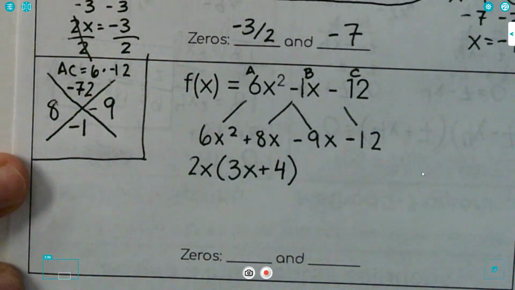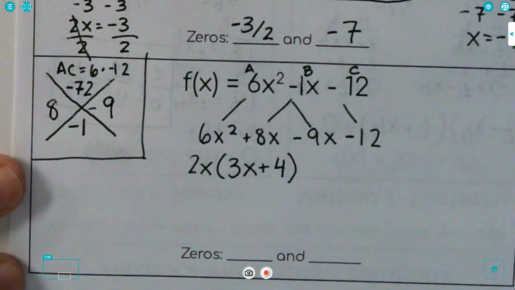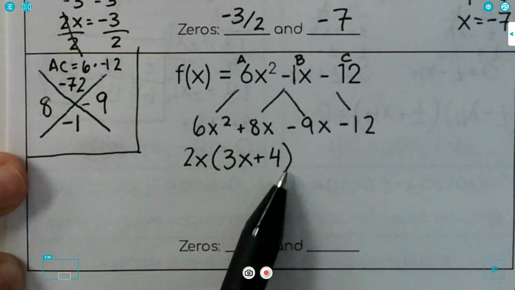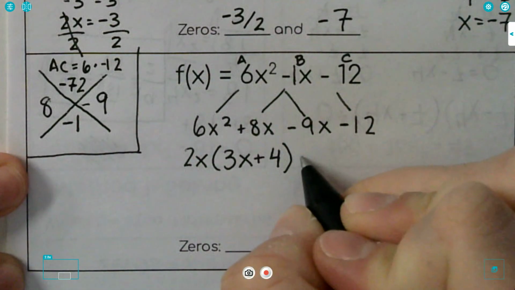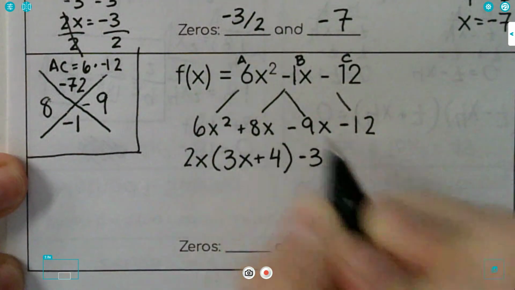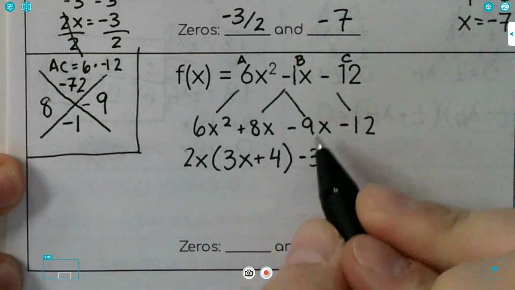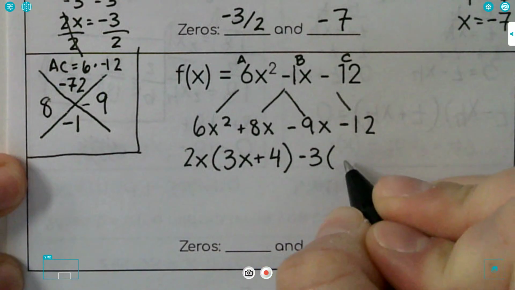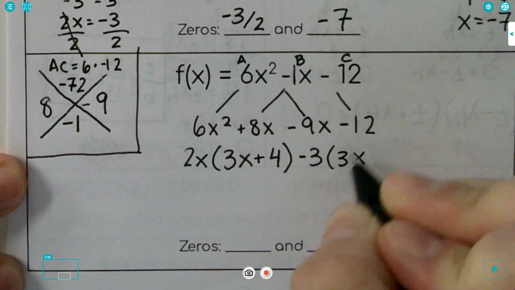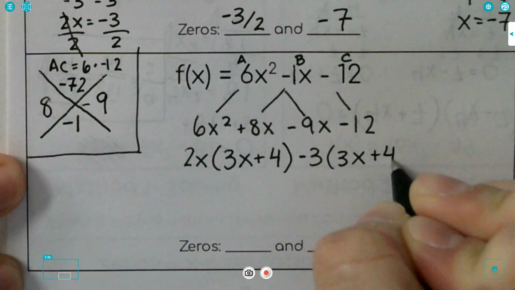Cool. Negative 9x and negative 12. What can I divide both of those by? Yeah, so I can divide them both by 3. 9 and 12 you can divide by 3. But since they're both negative and I want to leave behind positives, I want to divide out a negative 3. Anytime that third term is negative, you're going to want to do a negative GCF on that second set. So negative 9x divided by negative 3 leaves behind positive 3x. Negative 12 divided by negative 3 leaves behind positive 4.